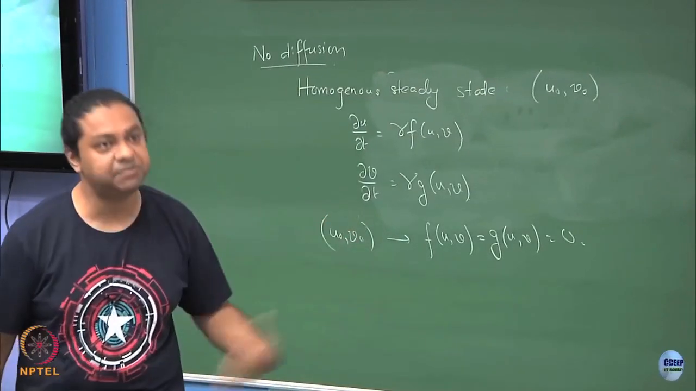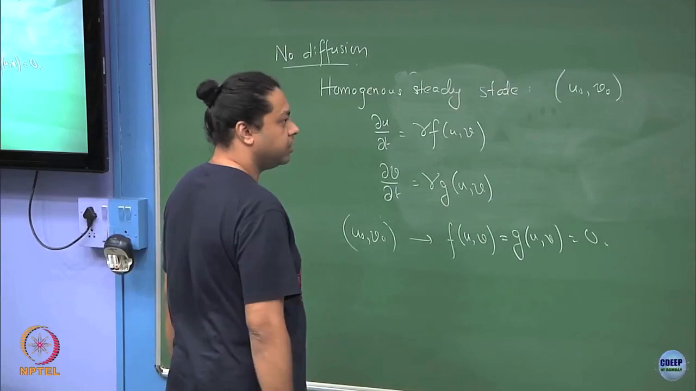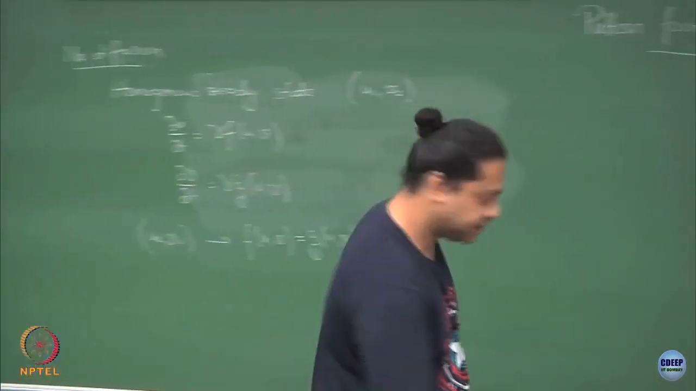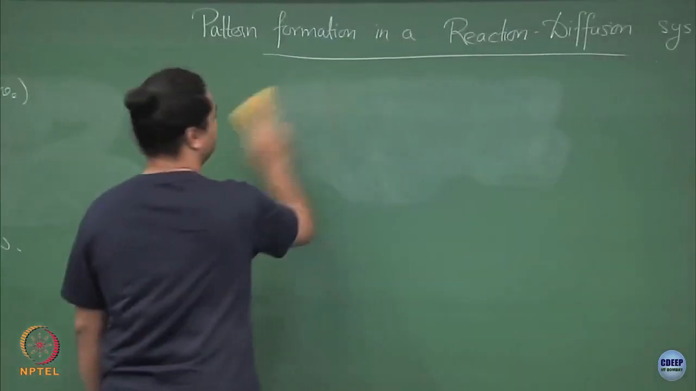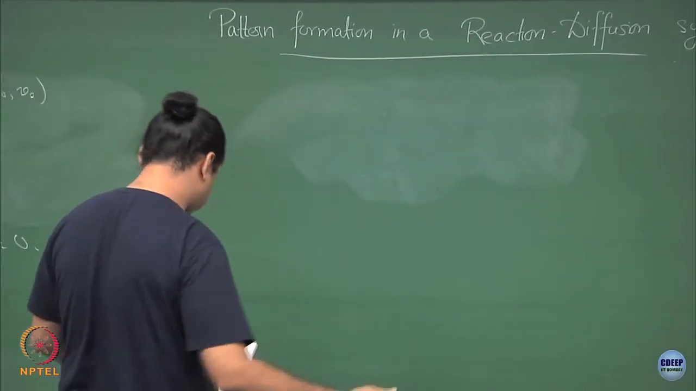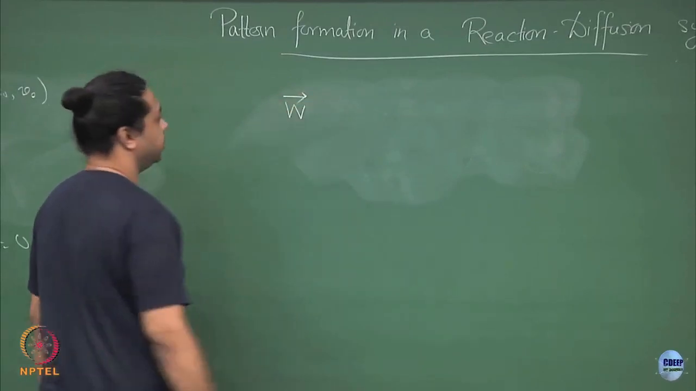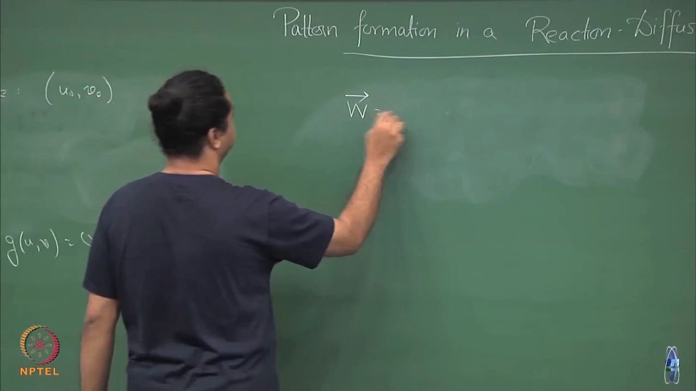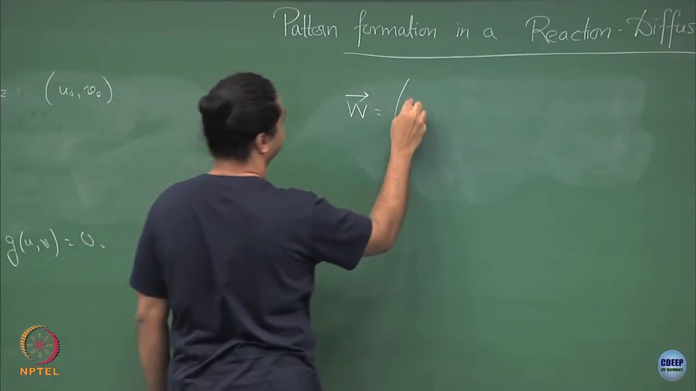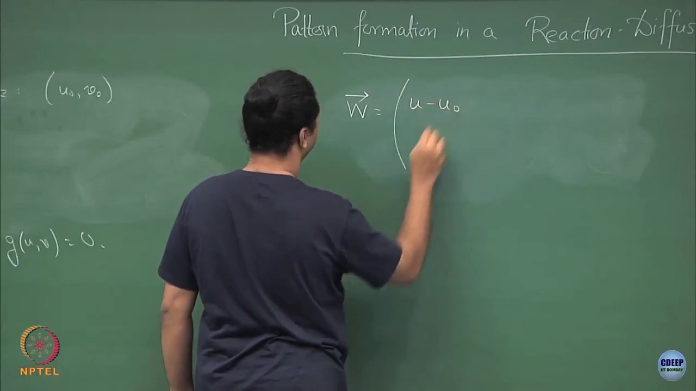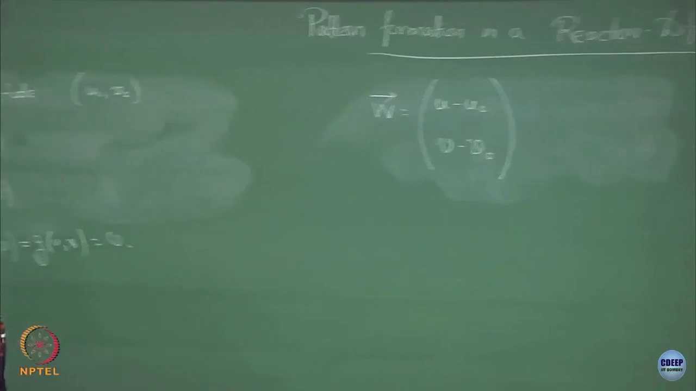Now, we must look at the stability of the steady state, right. So, how do I look at the stability of the steady state? I will do a linear stability analysis. So, I will define perturbations away from this steady state. Let me define a quantity w. I will just write in vector form, which is perturbations away from the steady state. So, w is u minus u naught and v minus v naught, right.